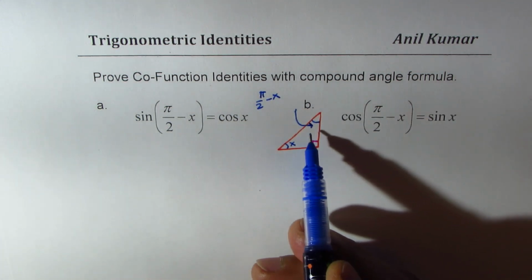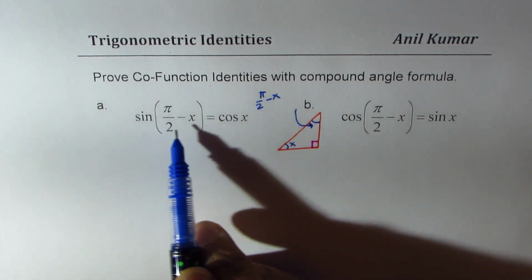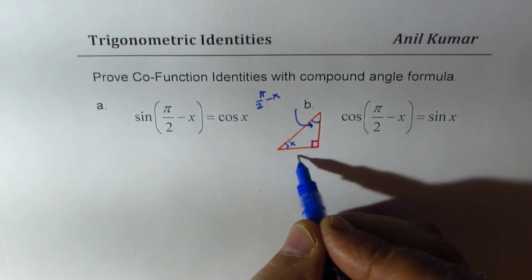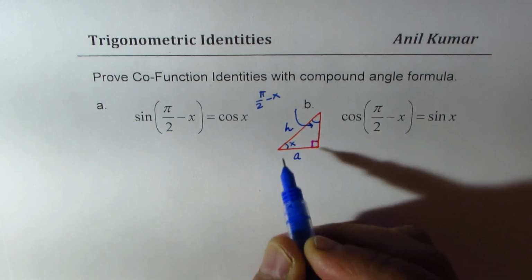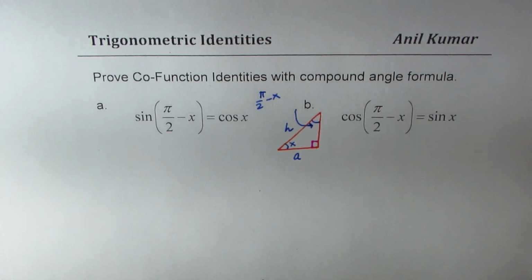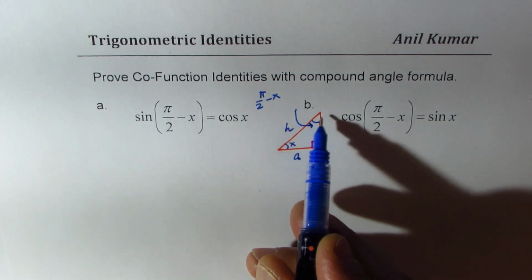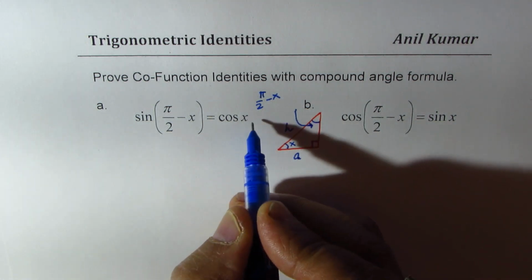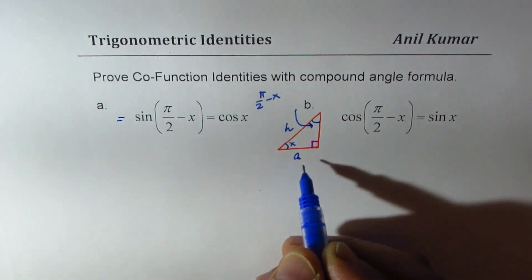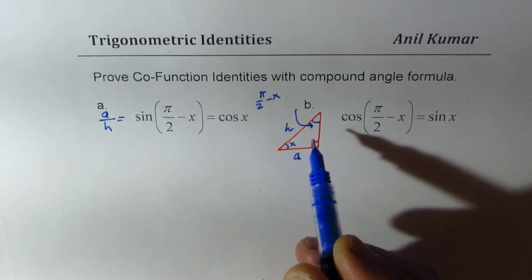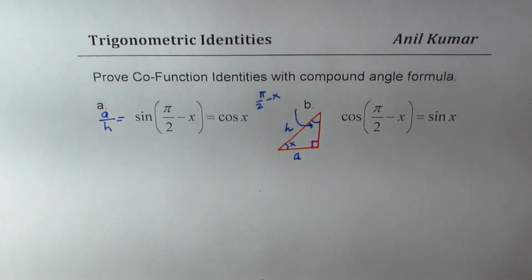So clearly you can see that sine of pi by 2 minus x, if you look from there, will be a over hypotenuse, correct? And cos of x will also be a over hypotenuse, right? So both of them will be equal to a over hypotenuse. So it's a very simple proof if you consider one triangle.